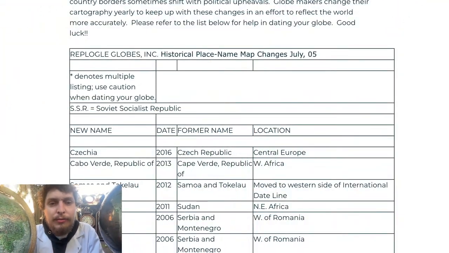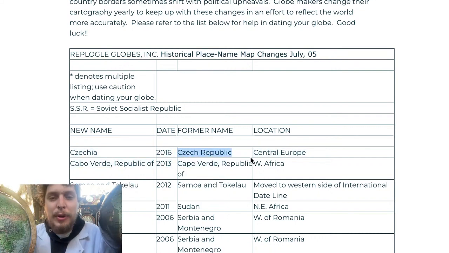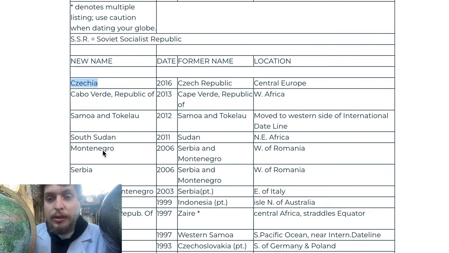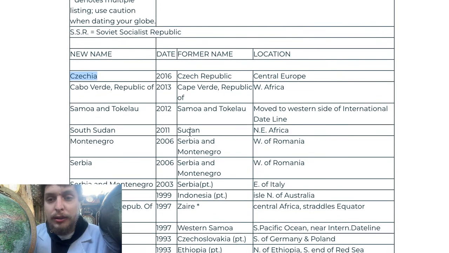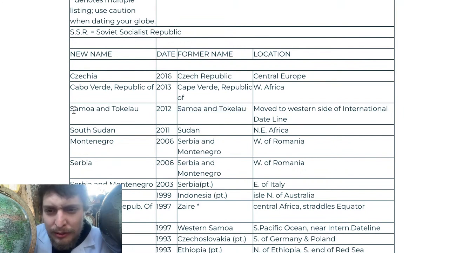Here we have one list that shows a new name, a former name, and a date it changed. For example, I didn't even know this: the Czech Republic is now called Czechia or something. I'm probably pronouncing that wrong, Czechia. And then there are other ones we can find, like here we have Samoa and Tokelau were named the same thing.